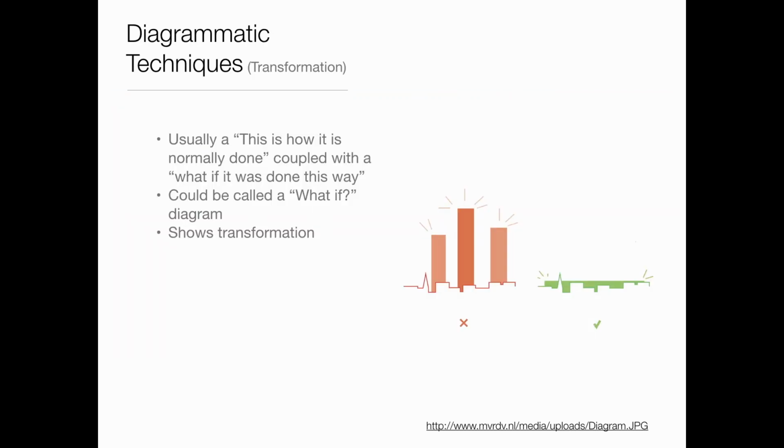Last one I'll talk about is the transformation. This is how it's typically done. What if we did it this way? You could call it the what if diagram. So it shows what is before, what is after. So in this sense here, we have three skyscrapers. What if we laid them all down?